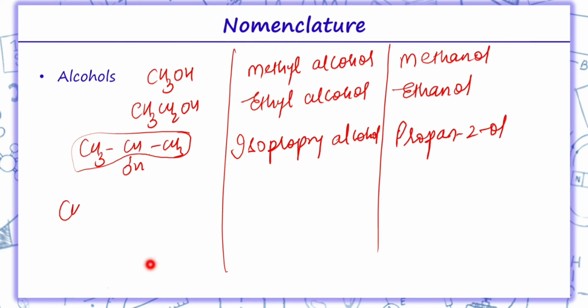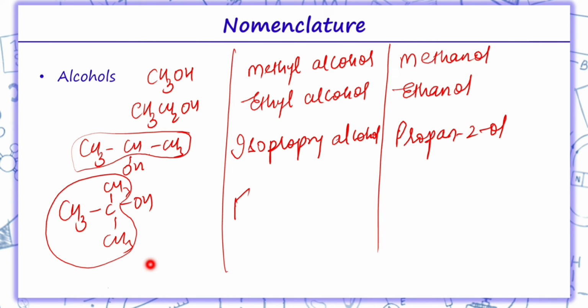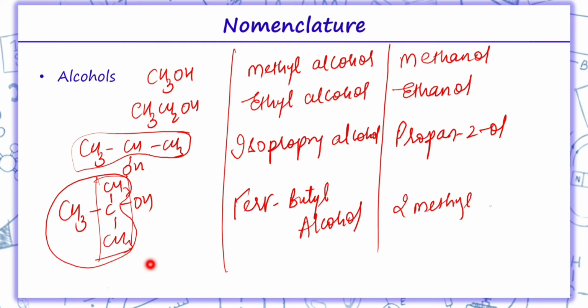Similarly, if we have (CH3)3COH, now this is tertiary butyl, so we'll call it tertiary butyl alcohol, and in IUPAC we'll select the longest chain, so here we'll write 2-methylpropan-2-ol. So this is how the nomenclature of alcohols is done.